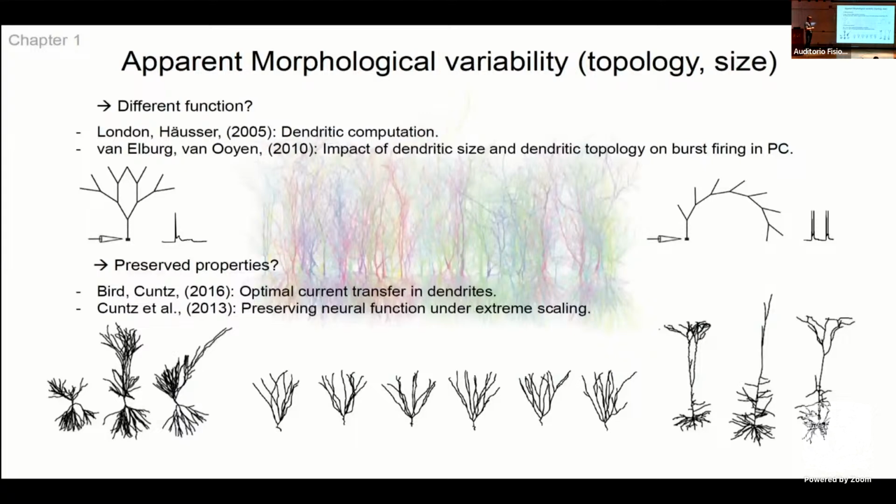But in addition to that, you also have properties that stay the same, no matter how you scale the cell or how you scale certain parameters. And dendritic constancy is one of these principles.